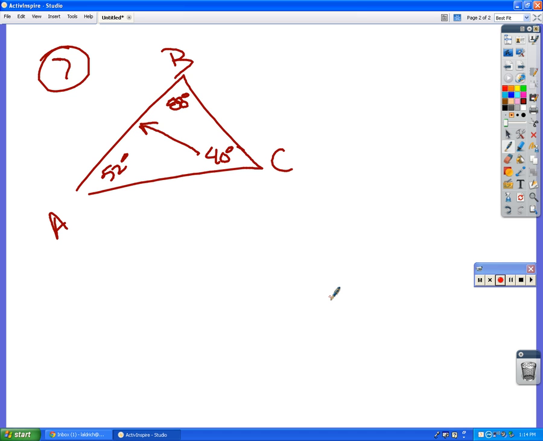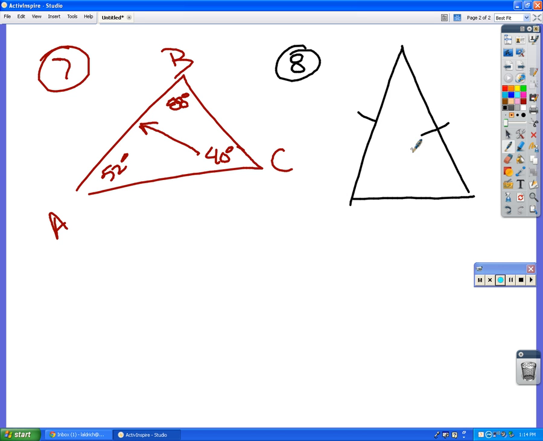Okay, number eight, the altitude to the base of an isosceles triangle bisects the vertex angle. Crickets. The altitude of an isosceles triangle. What is the altitude of an isosceles triangle? What does the altitude mean? Straight down. Straight down is always to the middle. Would an altitude be to the middle of this triangle? No. So the key part is that it's going to be perpendicular. So if I go from there straight down perpendicular, does that cut that angle in half?